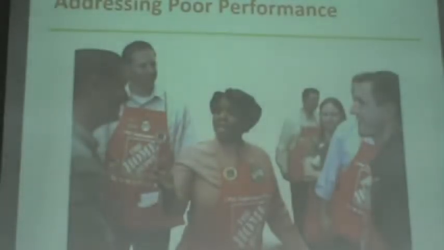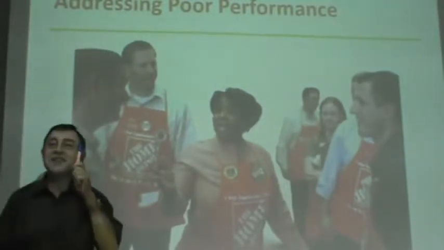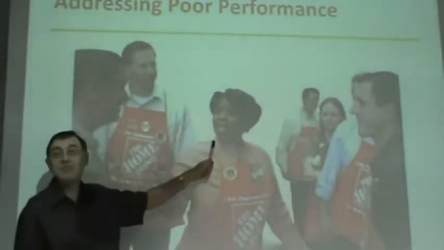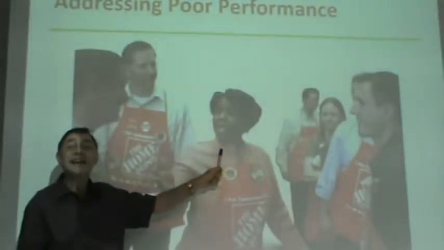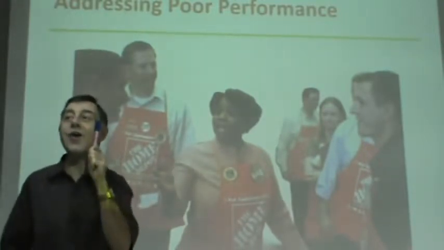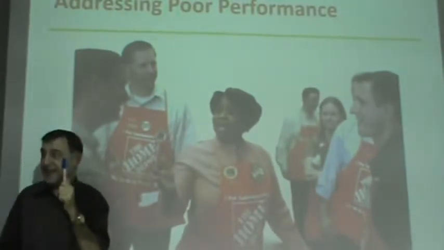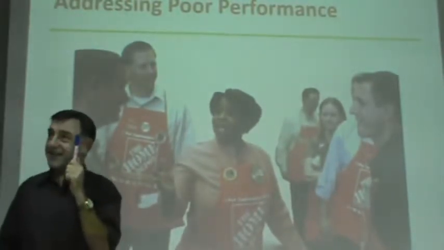Let's see what else. Addressing poor performance. You see, here it is. You got a poor performance, you got a black person in the middle. This is how images are created, and they're created in such a way.